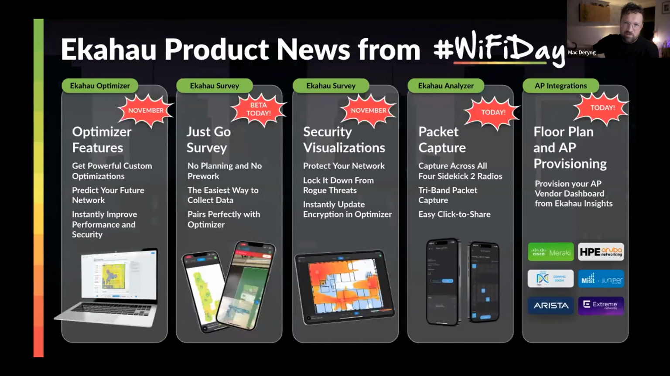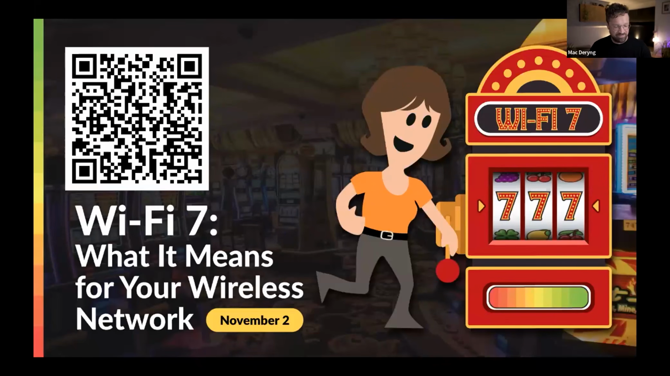Okay, so let's recap on everything that we've touched on today. This is what we've released, and these are the dates of the release. A new Optimizer 2.0 will be available publicly in November, so next month. Ekahau Survey Just Go, you have access to it today if you attended the webinar. If not, probably you can steal the code from someone and still access it. If not, it will be available within the next few days. Security visualizations are available next month. Ekahau Analyzer with packet capture is available officially today. And AP integrations with all the 6 vendors that we've just seen are available today, and more integrations are coming. Enjoy, it's super good features.